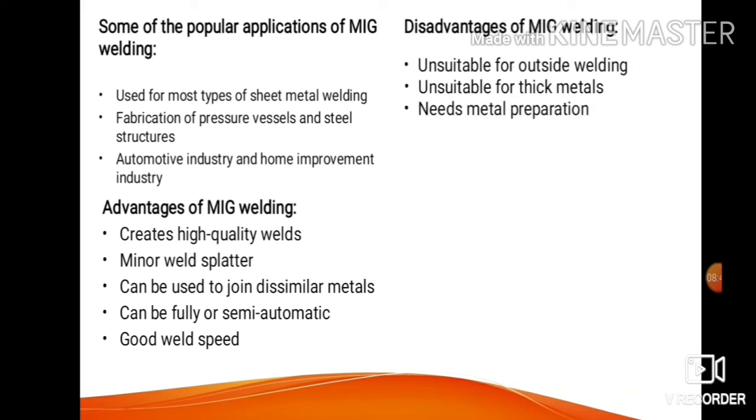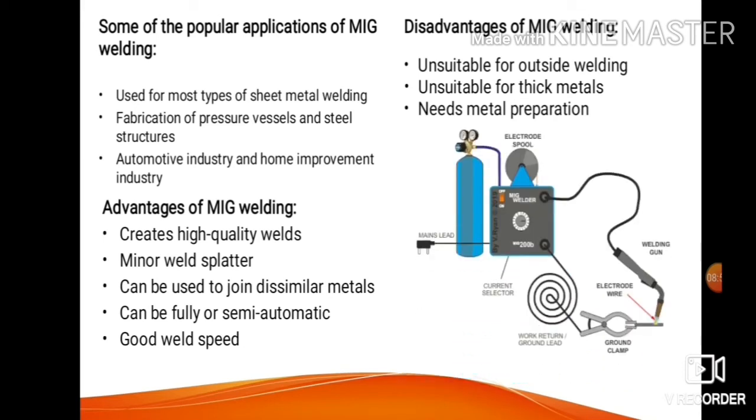What are the disadvantages of MIG welding? Unsuitable for outside welding, unsuitable for thick metals, and needs metal preparation. So here you can see the attachment, all the parts of MIG welding. Here you can see the cylinder of inert gas and the MIG welding machine in which we are using an electrode spool that can supply the electric wire continuously.